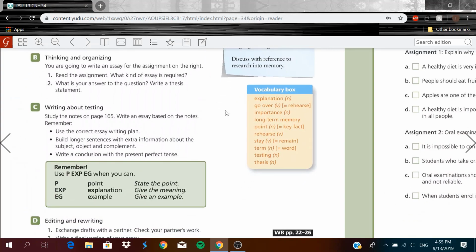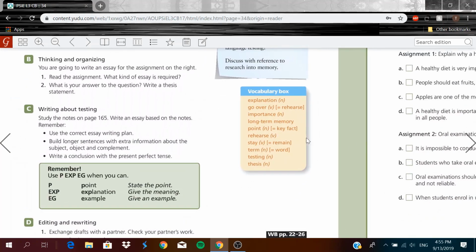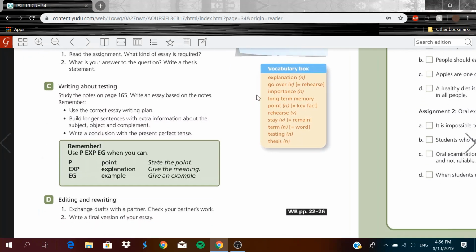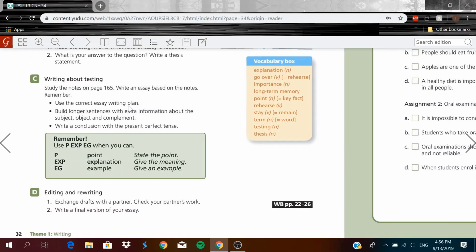So let's actually go to the vocab box, just get it over with. We have explanation, go over, importance, long-term memory, point, rehearse, stay, term, testing, thesis. Okay? So that was the vocab box. What do we have here? Writing about testing, you can skip this part.